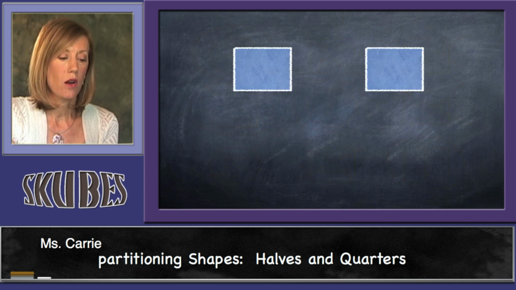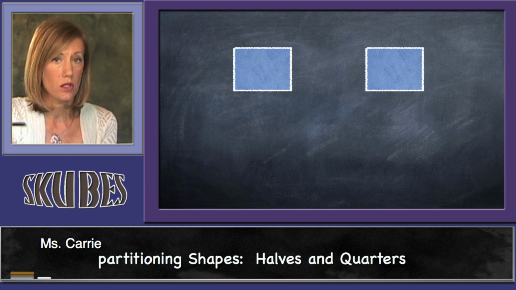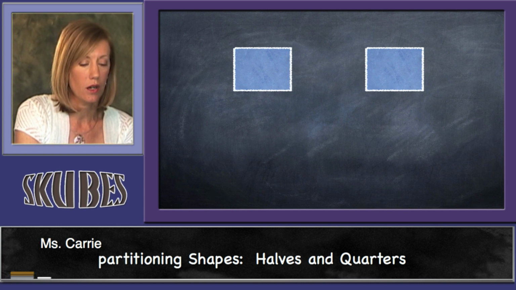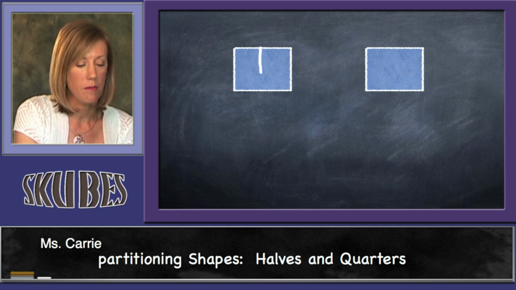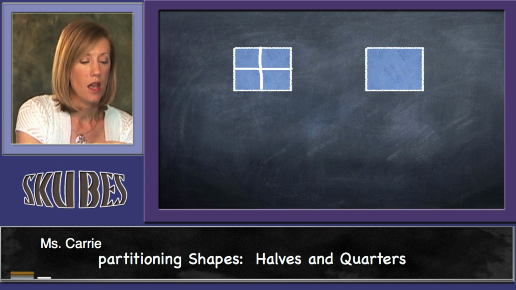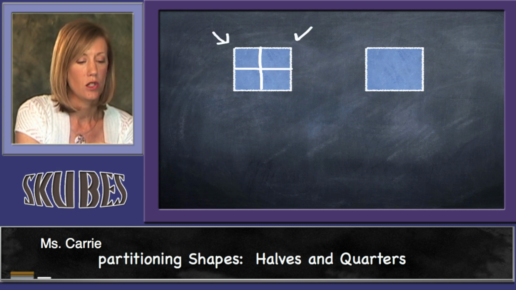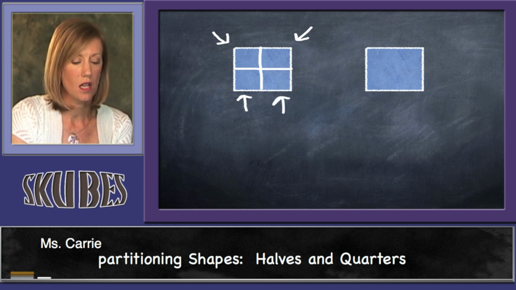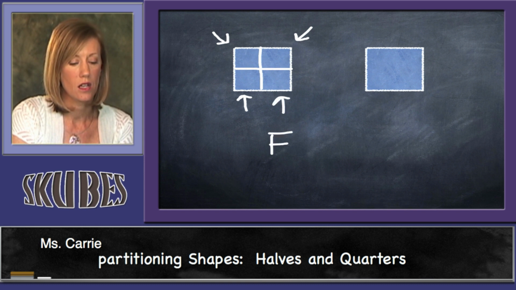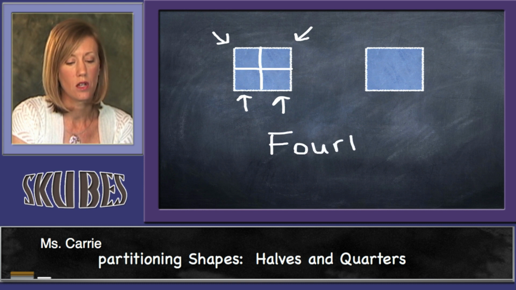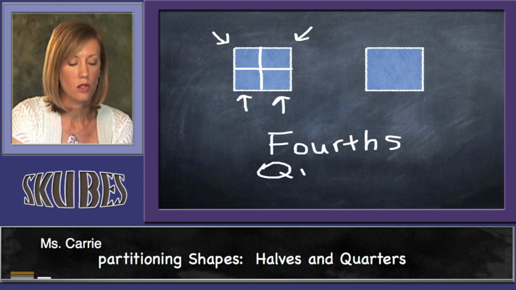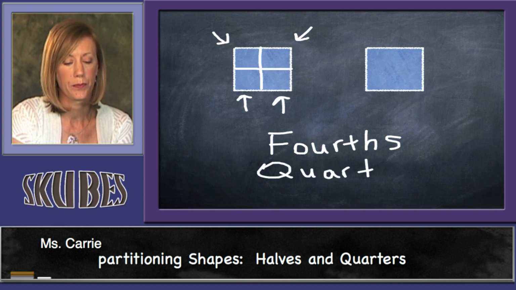Now let's talk about dividing things into fourths or quarters. If you look at this first square, we could go down the middle and we could go across. And we have 1, 2, 3, 4 equal pieces. So that's divided into fourths. You could also say it's in quarters, because quarters is 4 pieces.